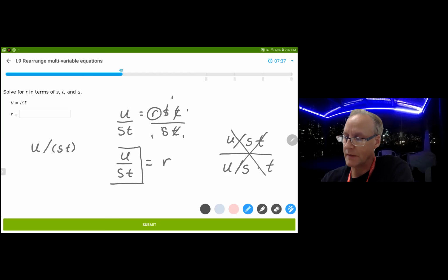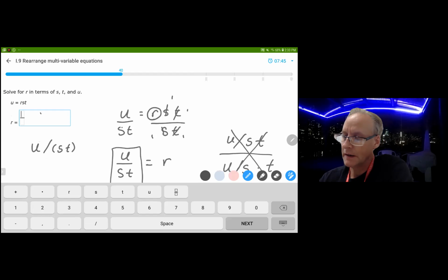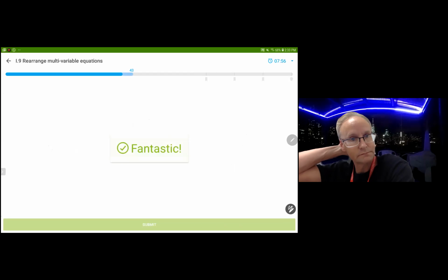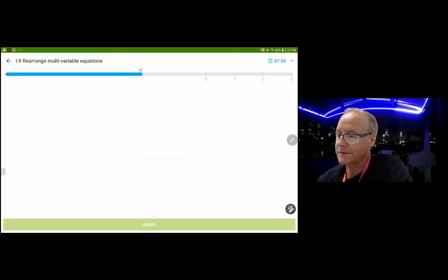Obviously, this is a better method for writing it because it's not ambiguous like the other one was. So we're going to use the fraction bar, and that's one of the things I really like about this program, is that they do allow for the fraction bar to be used. Let's see what we got next.